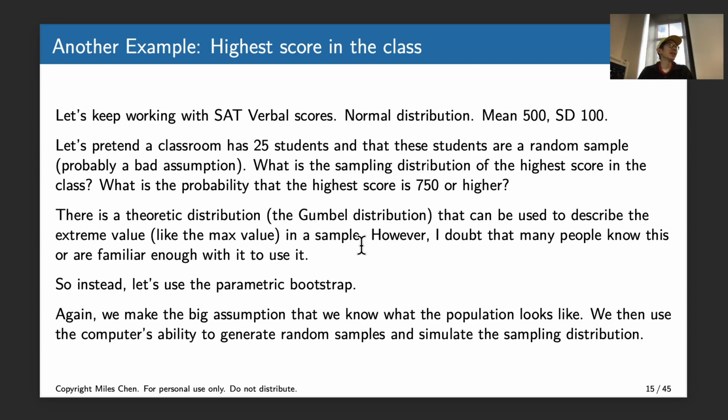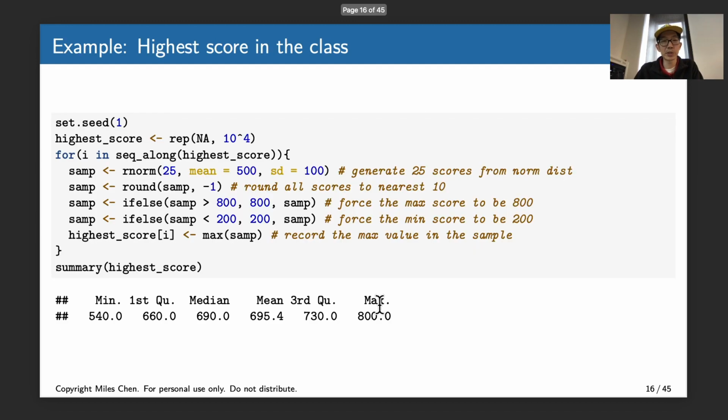I don't want to have to deal with figuring out the mathematical theory behind this. So let's just use our computer's random capabilities, and in this case, we'll use the parametric bootstrap. Our big assumption is we know what the population looks like: mean 500, standard deviation 100. But we're going to generate random samples. I've got a class of 25 random students, so I'm going to do rnorm 25, mean 500, standard deviation 100. I turn them into SAT scores by rounding them to the nearest 10, forcing the max to be 800 and the min to be 200.